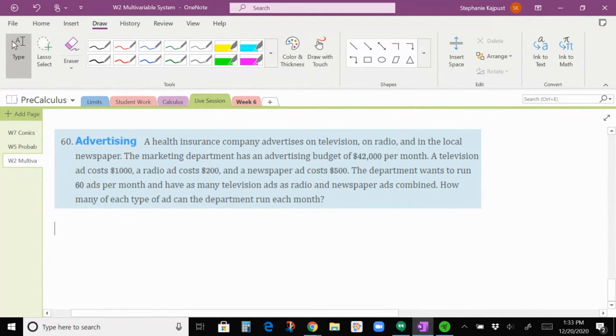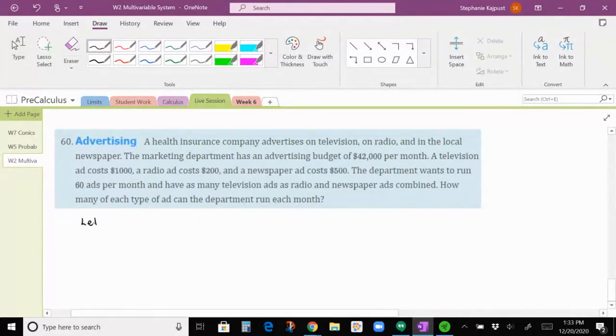So, word problems, when you're doing word problems, read through the whole thing before you start doing anything, and then determine what you are looking for. So it's that final sentence that's telling us what we're looking for. How many of each type of ad? So we have 3 variables: television, radio, newspaper. So let's say those are going to be my variables.